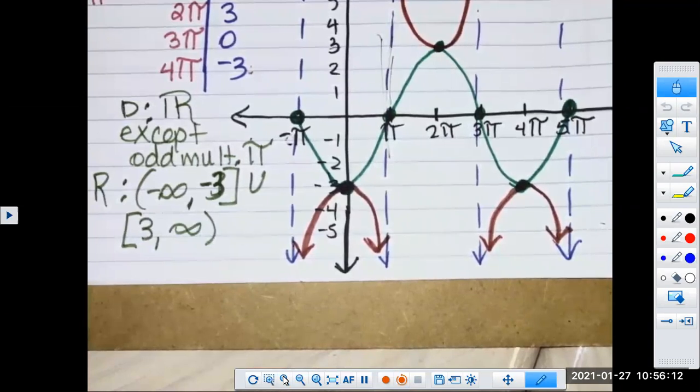All right, how do y'all feel about the cosecant graph or secant and cosine?